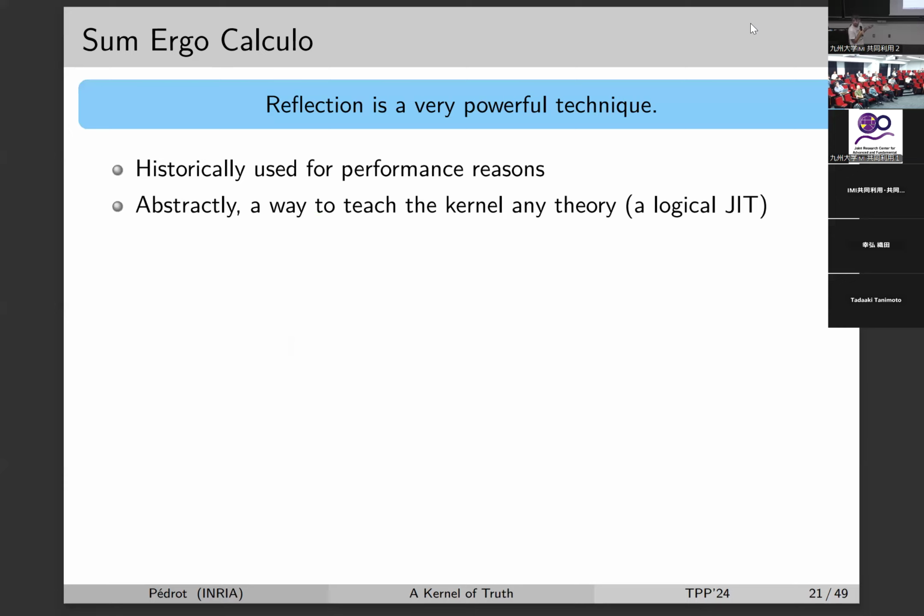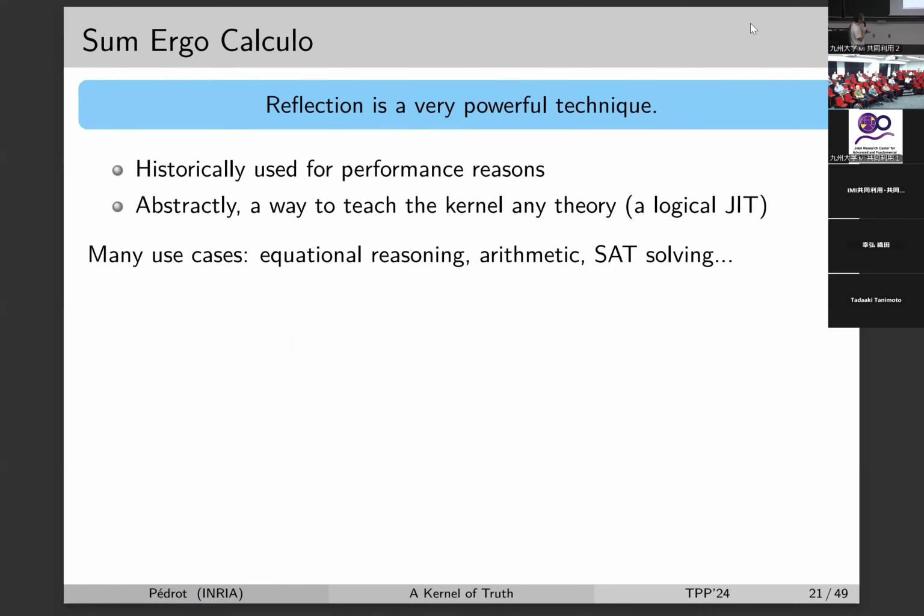Historically it was used to reduce the amount of memory used, and morally the way I see it is some kind of a logical JIT. The idea is really that you can teach the kernel to replace at runtime some computation, by extending the logic yourself. You write the rules, and then the kernel learns about the JIT thing.